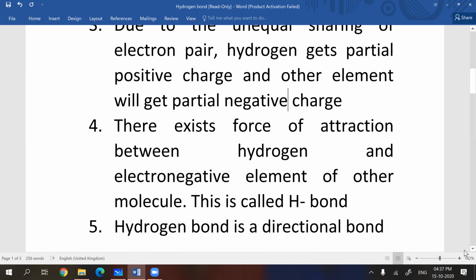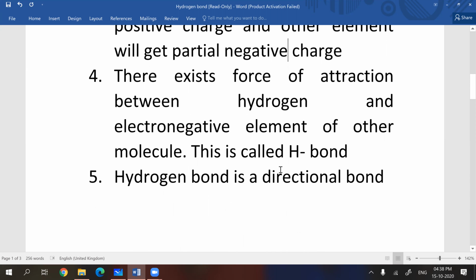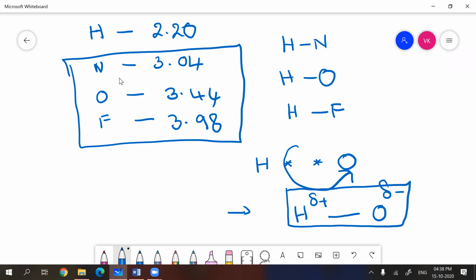Now between the hydrogen of one molecule and the other element of another molecule, there exist attractive forces because they are oppositely charged. These attractive forces are said to be hydrogen bond. Let me show you how the hydrogen bond will form here.